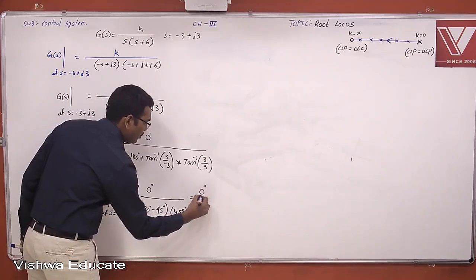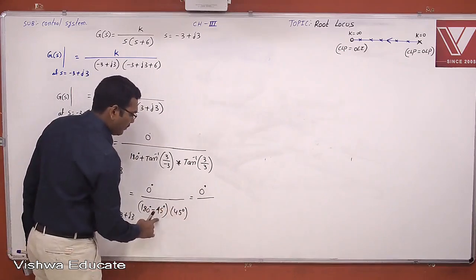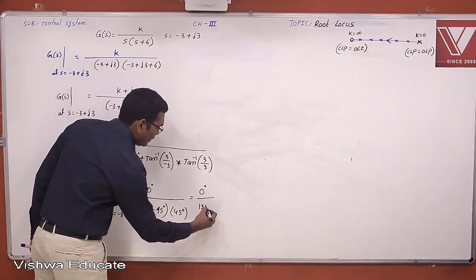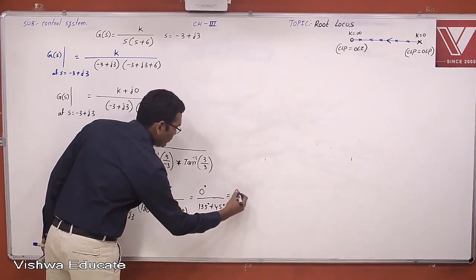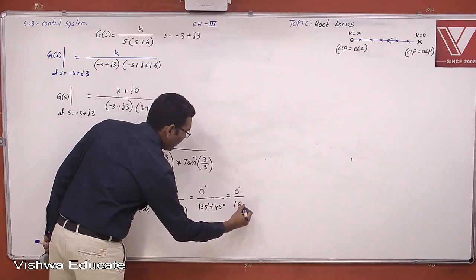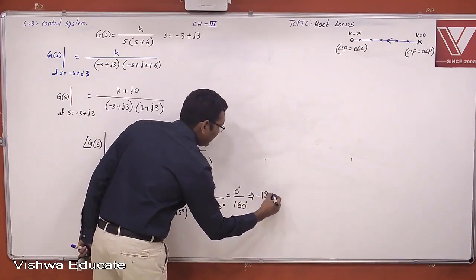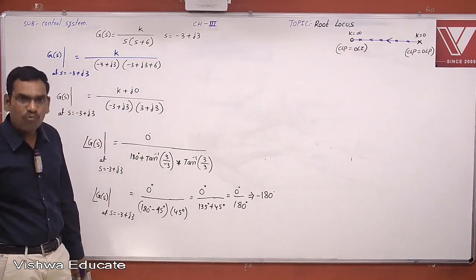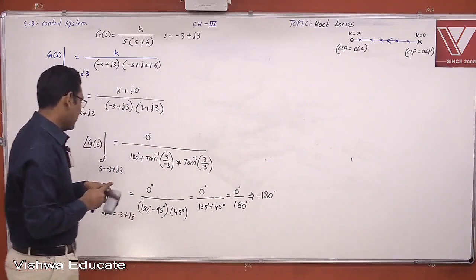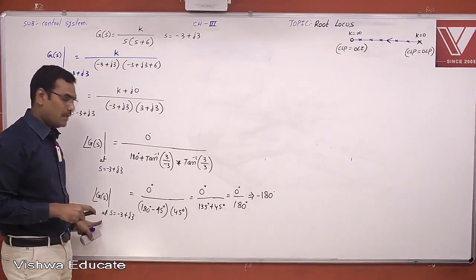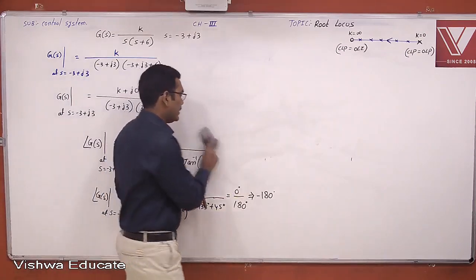Therefore, this is 0 degrees by 135 degrees into 45 degrees, theta 1 into theta 2, 135 plus 45 degrees. Therefore, 0 degrees by 180 degrees, which is nothing but minus 180 degrees. Now this is minus 180 degrees: the angle of the open loop transfer function at S equal to minus 3 plus j3 is equal to minus 180 degrees.